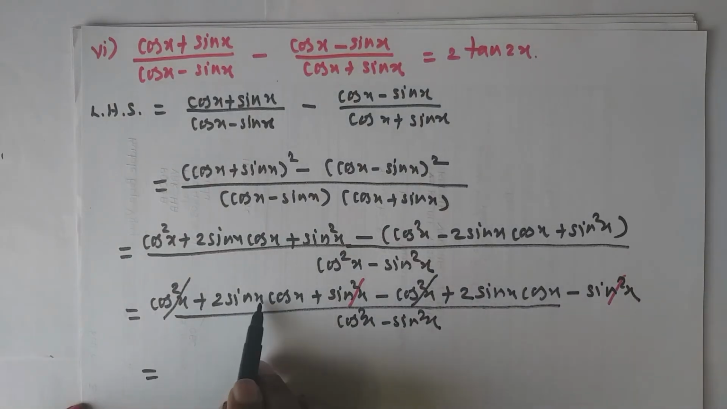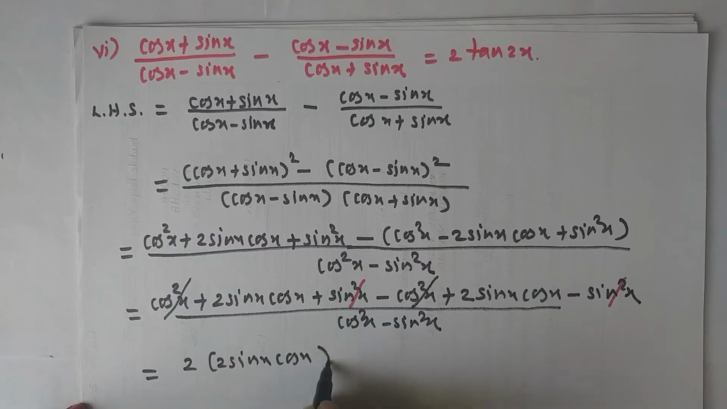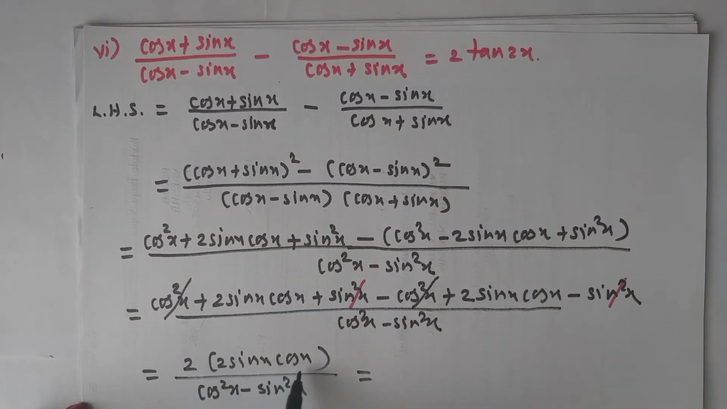Okay, now this is 2 sin x cos x. This is 2 sin x cos x, means 2 times 2 sin x cos x, or you can write 4 times sin x cos x. Write down the denominator as it is. Now this 2 times sin x cos x.